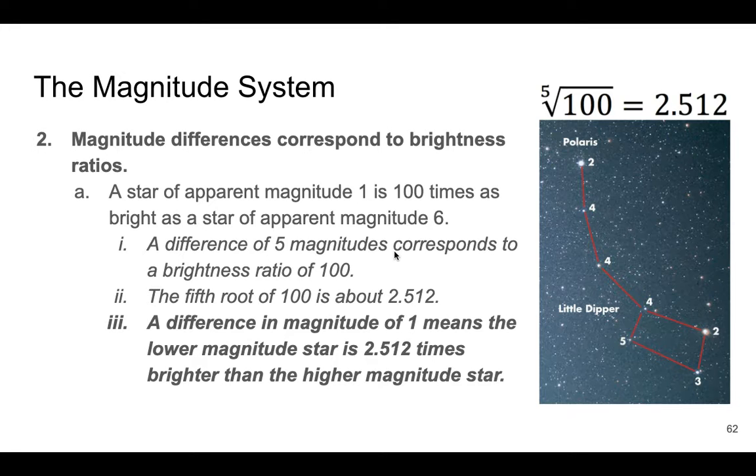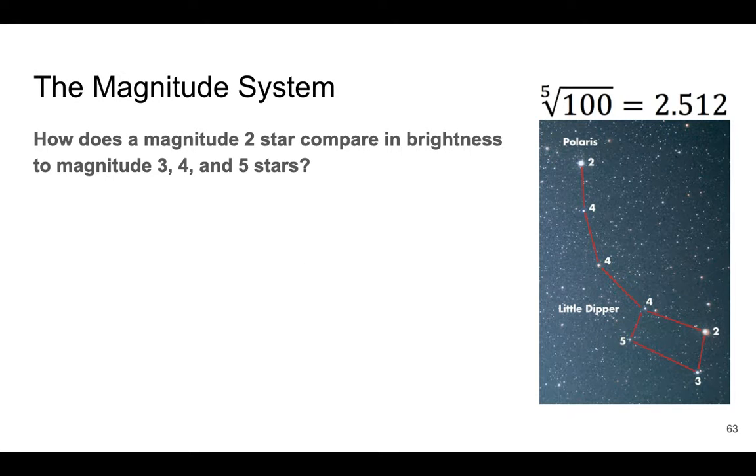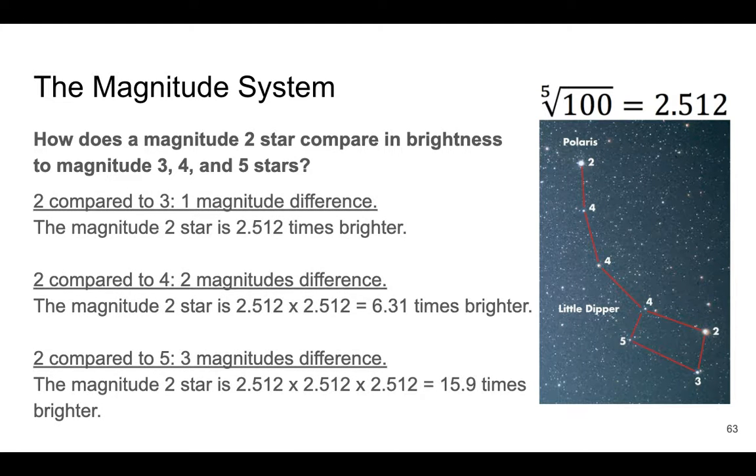If you're comparing two stars and there's a difference in magnitude of 1 between them, that means the star with the lower magnitude is 2.512 times brighter. So how does a magnitude 2 star compare to a magnitude 3, 4, and 5 star? Well, a 2 compared to a 3, there's a 1 magnitude difference, so it's just the fifth root of 100, 2.512.